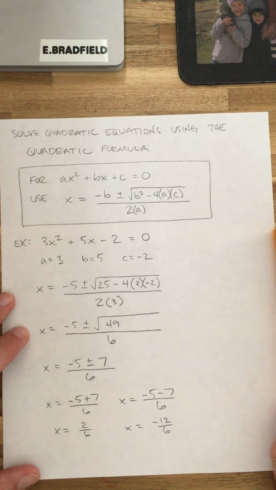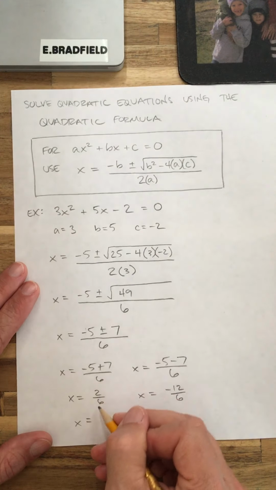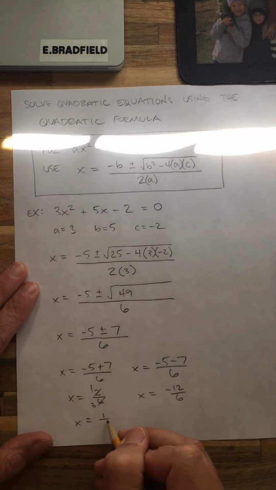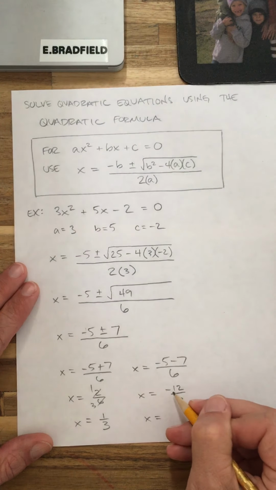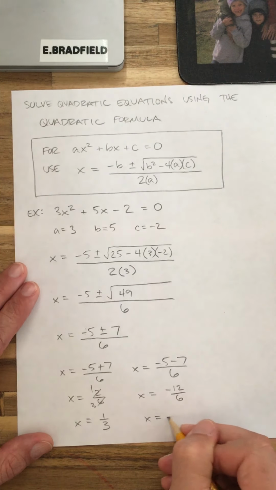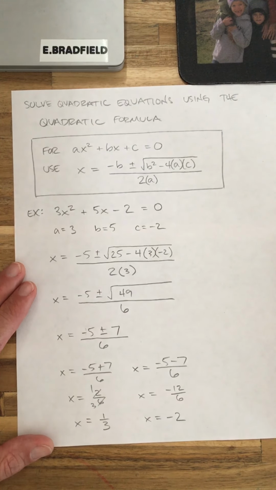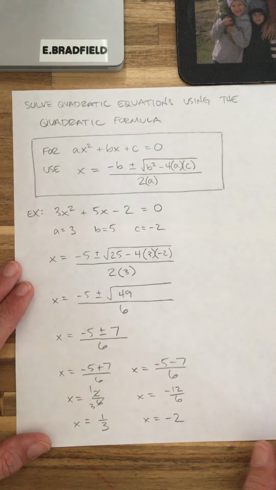Okay? And now all you have to do is simplify that. X equals, well, 2 goes into 2 once and into 6 3 times, so this is 1/3. Okay? And x equals negative 12 divided by 6, that's negative 2. So there are my two answers for you. Like I said, the quadratic formula will work every single time, but look at that work. That's a lot, isn't it? All right, so we're going to do a couple more examples.